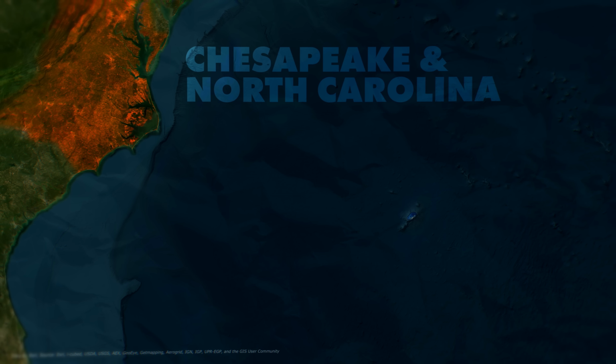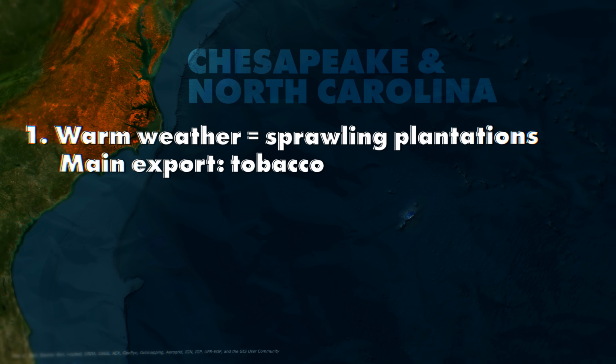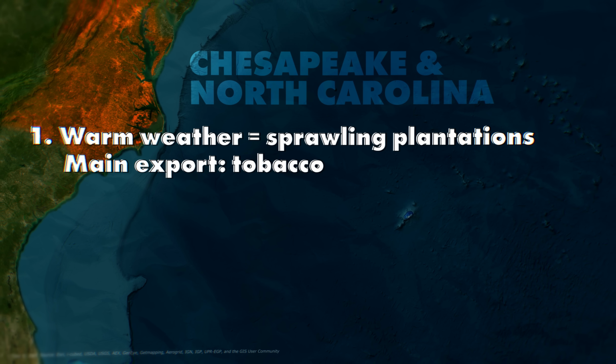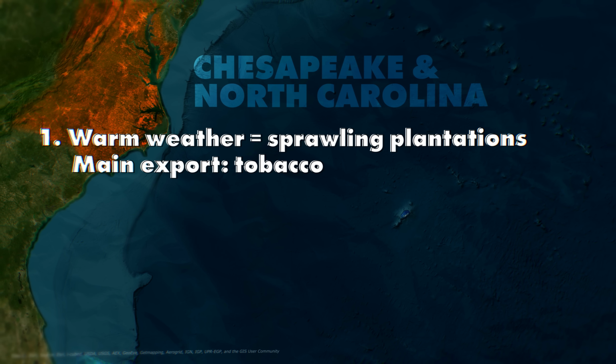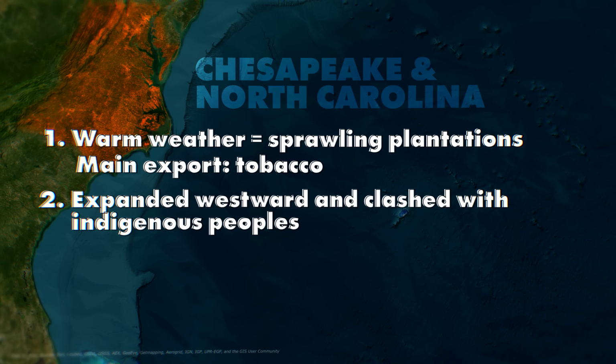And that means it's time to sum up the characteristics of this region. First, the warmer weather meant that large, sprawling plantations became the defining feature of the landscape, and they majored in the export of tobacco. Second, the need for more land to plant crops led to westward expansion and conflict with indigenous peoples.